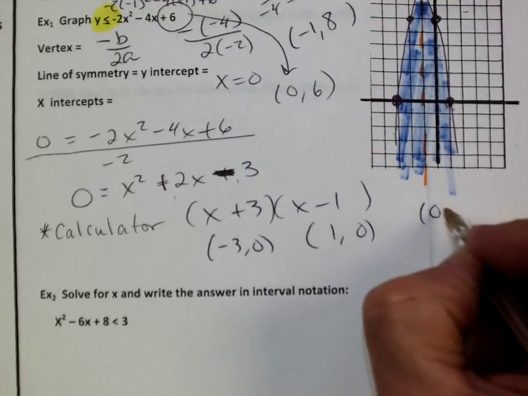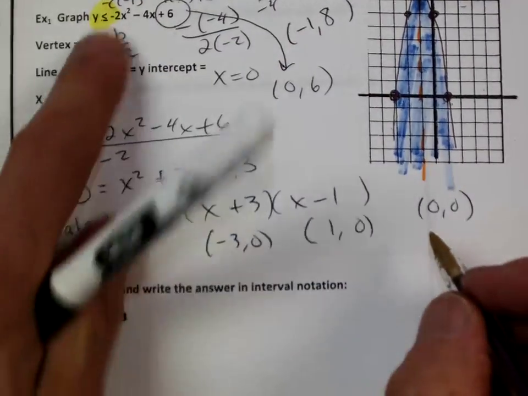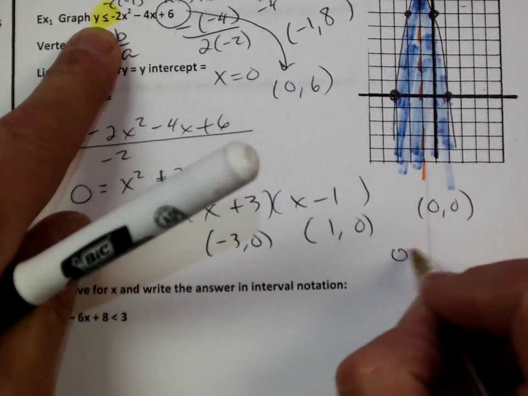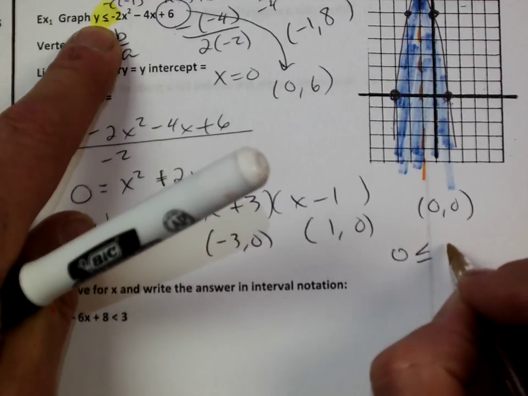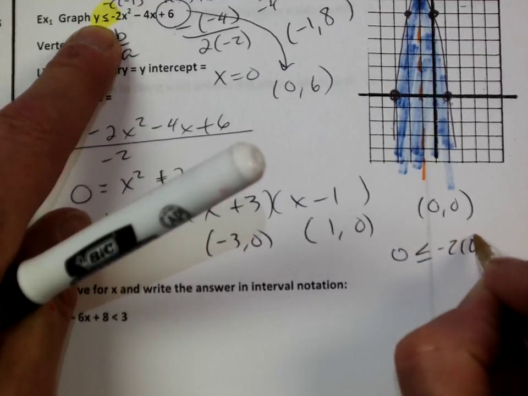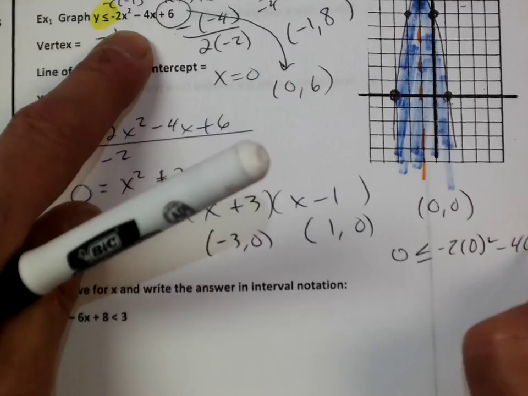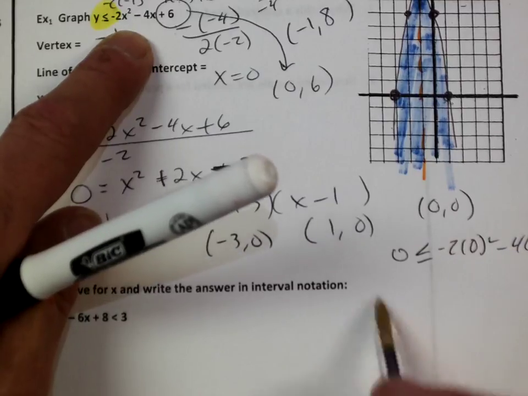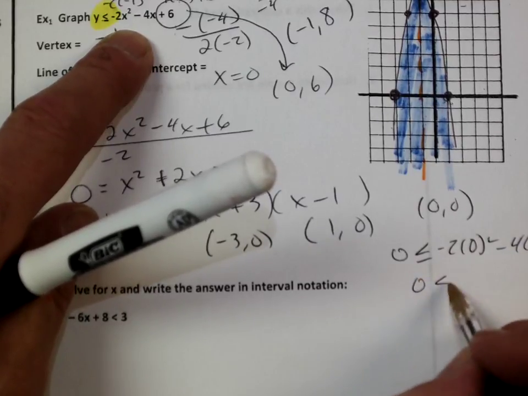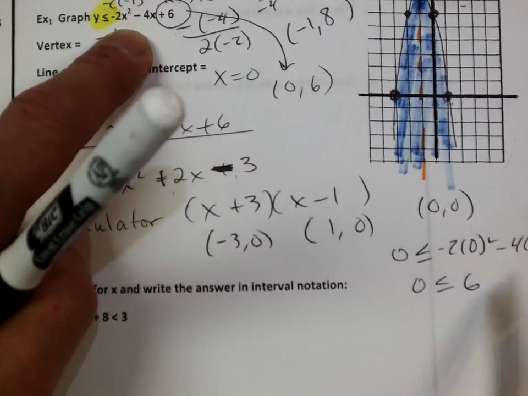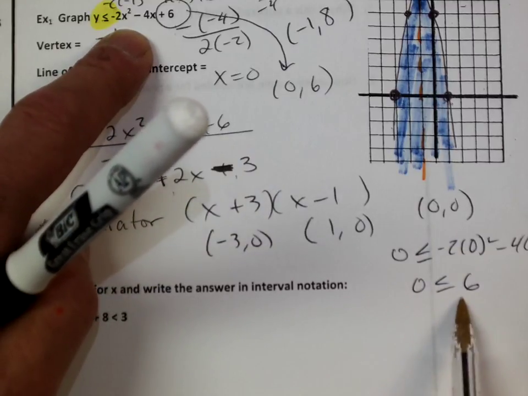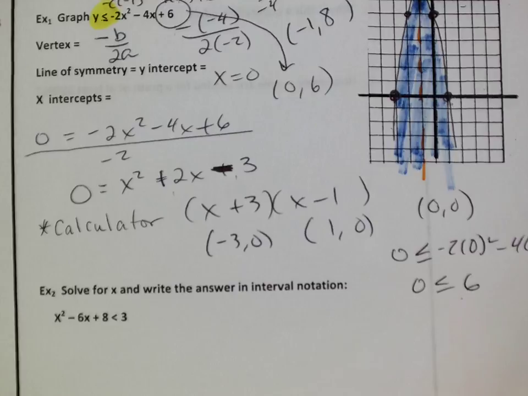So why don't I test it with 0, 0? So I got point 0, 0. Let's test it. So put 0 in for y. I'm going to go 0 is less than or equal to negative 2 times 0 squared minus 4 times 0 plus 6. I get 0 is less than or equal to 6, right? Is that true? Is 0 less than or equal to 6? Yeah, so I shaded the right region. I already knew I had.